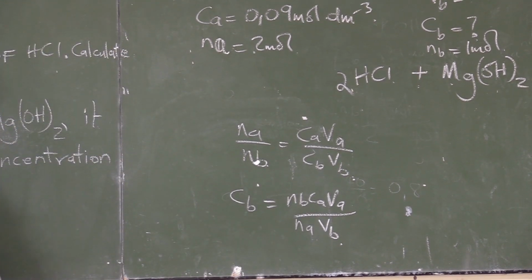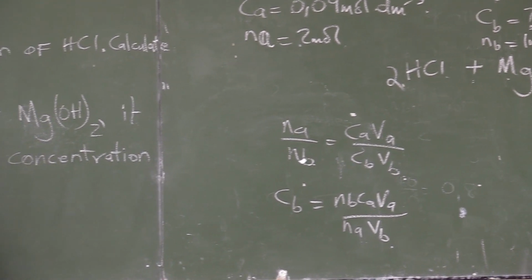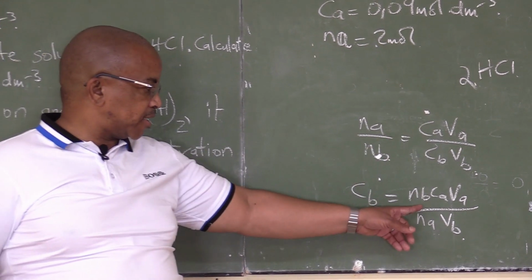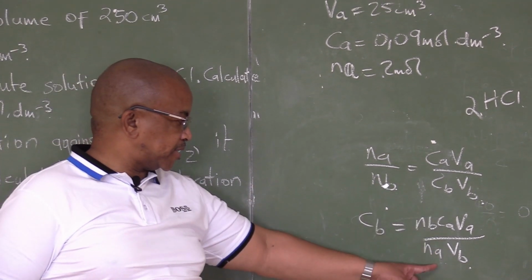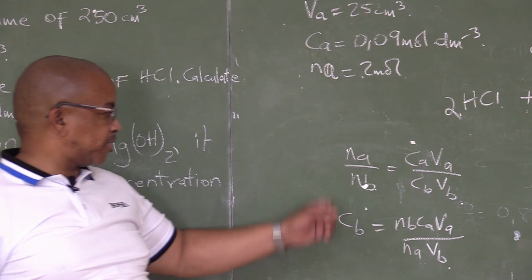I'm making Cp the subject of the formula. Nb goes up, Na goes down, and Ca goes up.